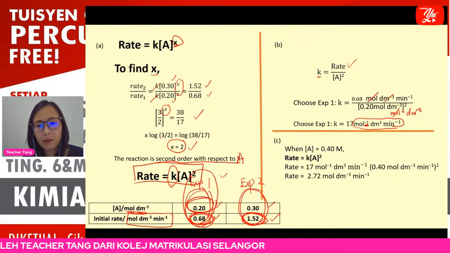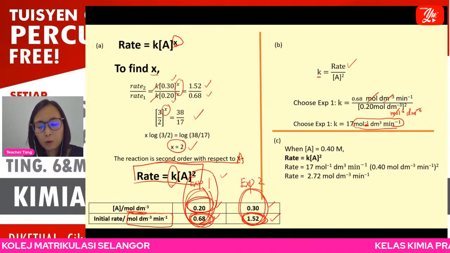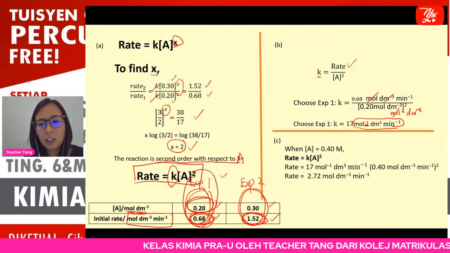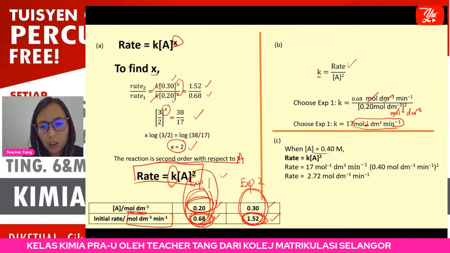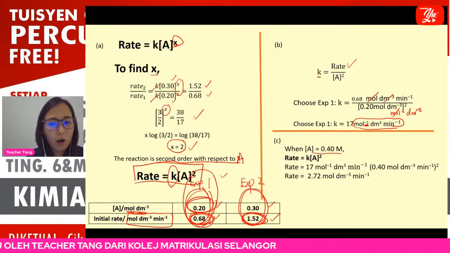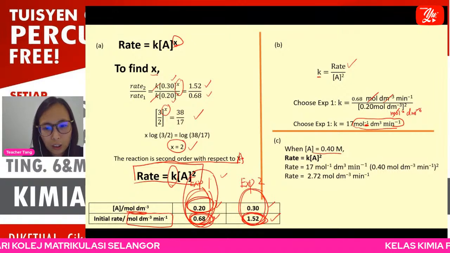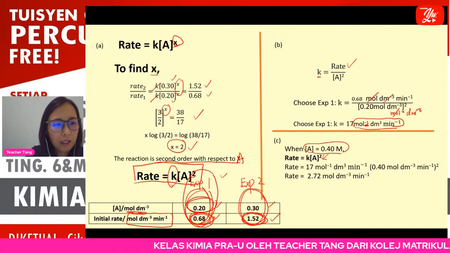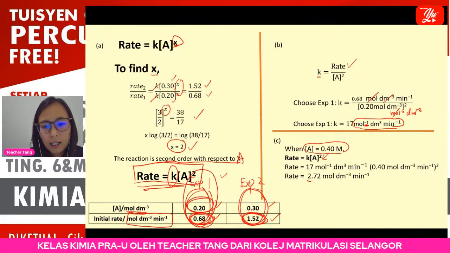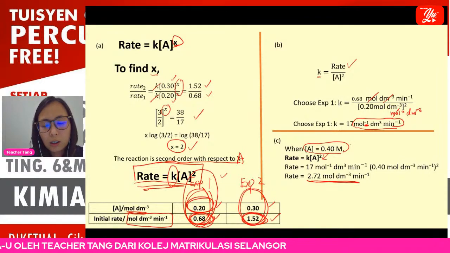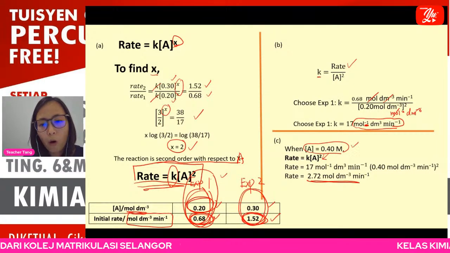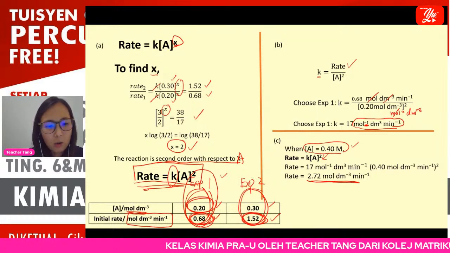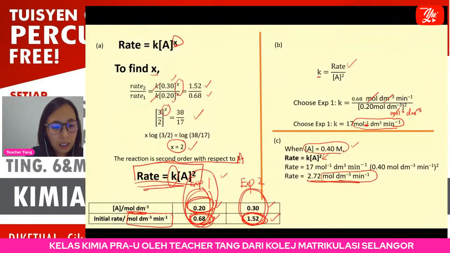Then in part C, the question asks us to determine the initial rate or the reaction rate when the concentration of the reagent is 0.4 molar. To calculate this, we just need to substitute the concentration of reagent A into the rate law equation that we derived in part A to calculate the initial rate when the concentration of the reagent is 0.4 molar. And the unit for the reaction rate will be equal to the initial rate unit that is given.